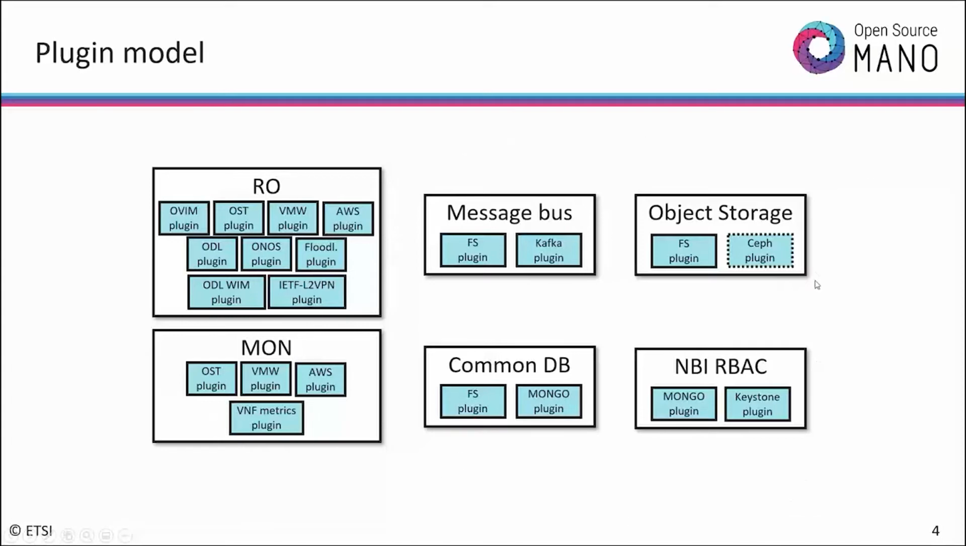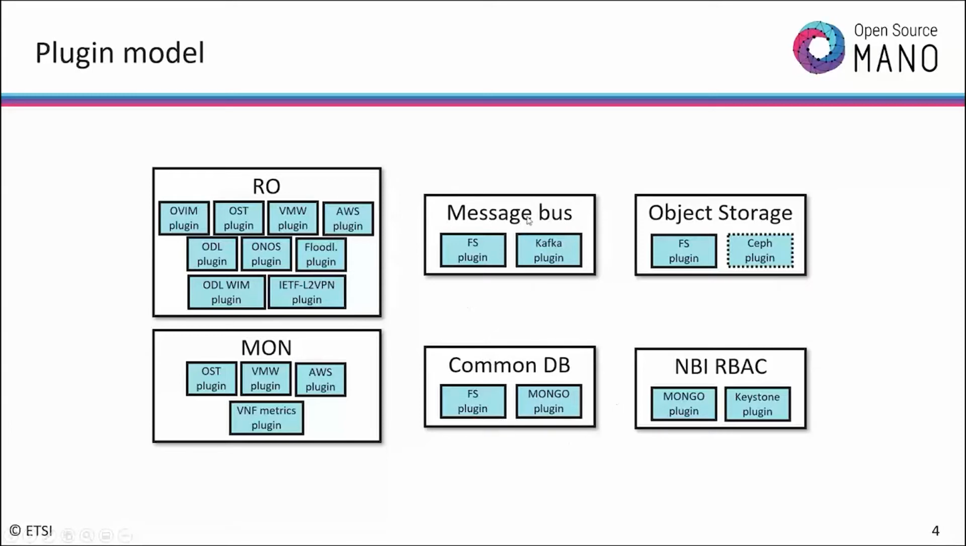Then for the rest of things, for the message bus, the object storage, the common database, the role-based access control, or the authentication, all the permissions, etc., we have also a plugin model for that. The reason is that we don't want to close our options, so we don't want to get stuck on a specific option. So that's why we are following a plugin model also for them.